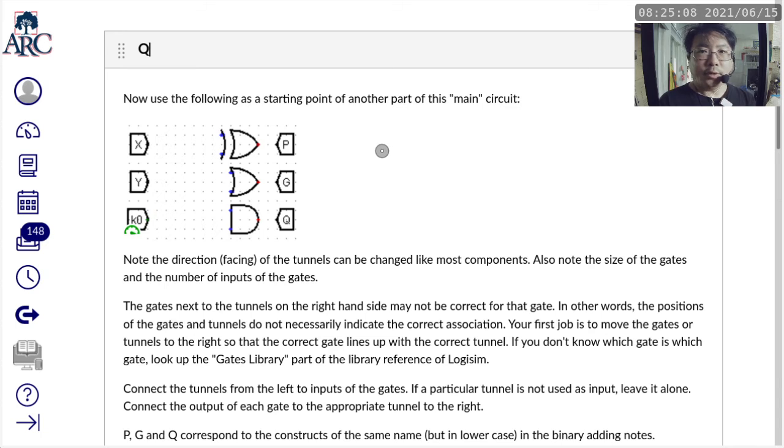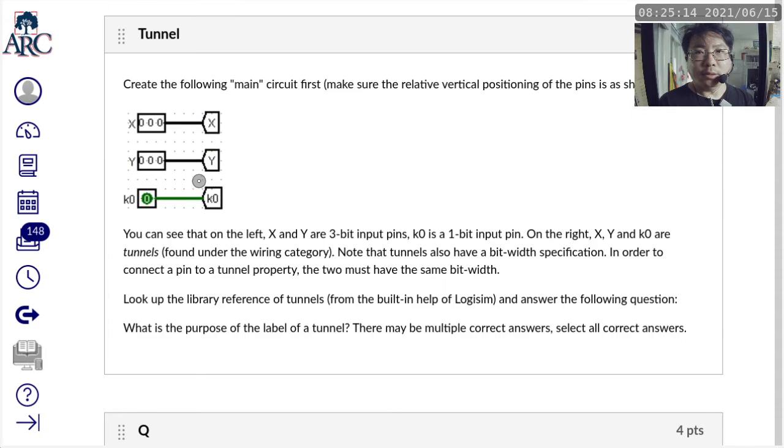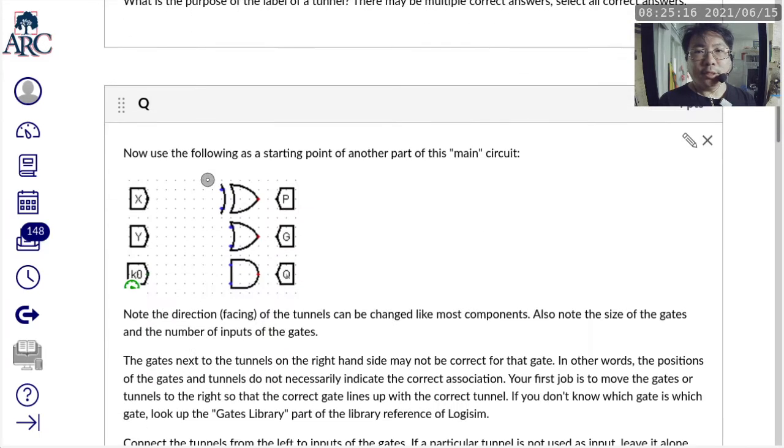It is fairly common that people do not notice that X, Y, and K0, even though they are the same kind of tunnels as they are here, the phasing is different. Okay, the connection point is right here and not on the other side. So some people may not be making the right connections because they are only graphically connecting the wires, but not actually to the actual connection point of a tunnel.